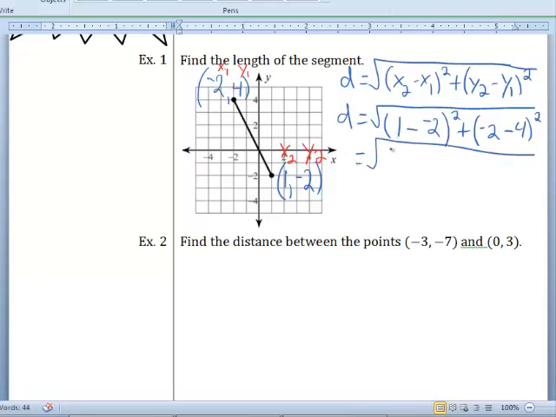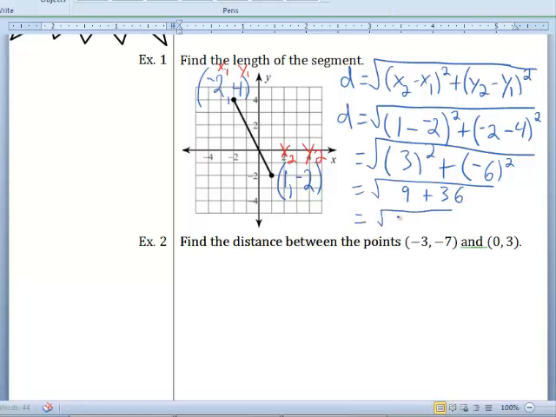1 minus a -2 is the exact same thing as 1 plus 2. So 1 plus 2 is 3, and that's squared, plus I've got -2 minus 4, which is -6 squared, is equal to the square root of 3 squared is 9, -6 squared is +36. Very important, on this step, you should always get two positive numbers. If you got one negative, you either put it in the calculator wrong or you're not thinking that a negative squared is like -6 times -6, which is a positive. All right? And then inside, 9 plus 36 is 45.